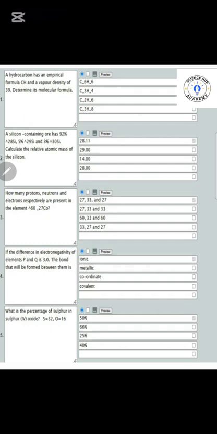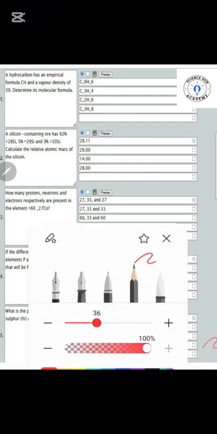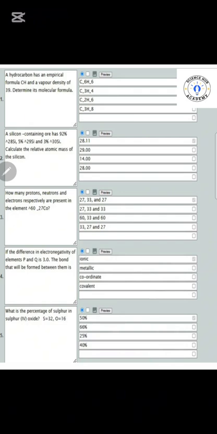So question 1. As we can see on the screen, the first question says, a hydrocarbon has an empirical formula CH and a vapor density of 39. Determine its molecular formula. So empirical formula multiplied by N definitely gives us the molar mass. Since the empirical formula given is CH into the bracket of N, here we are given the vapor density, and we know that 2 multiplied by vapor density will definitely give us the molar mass.